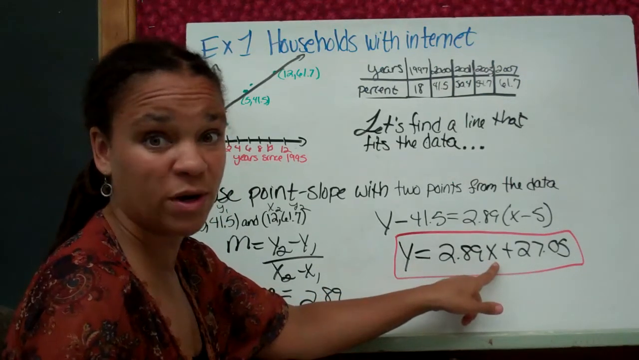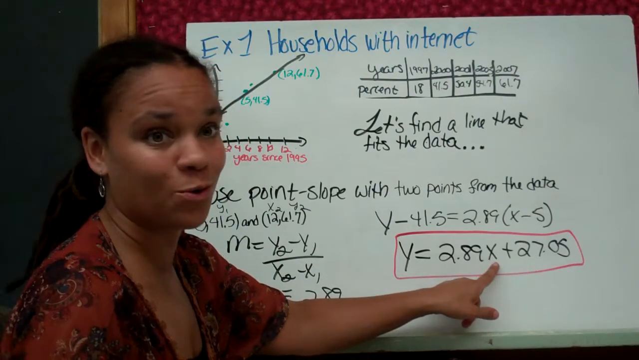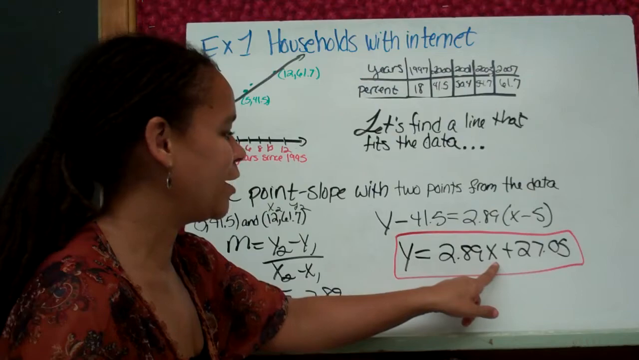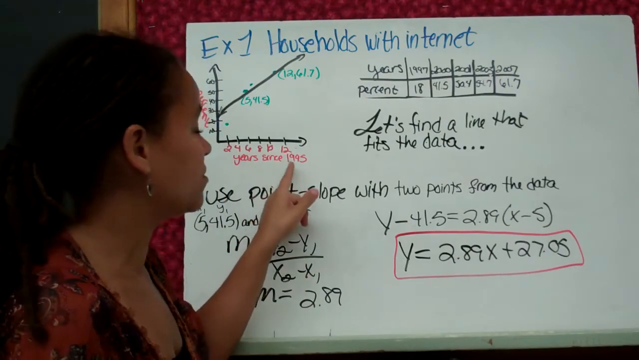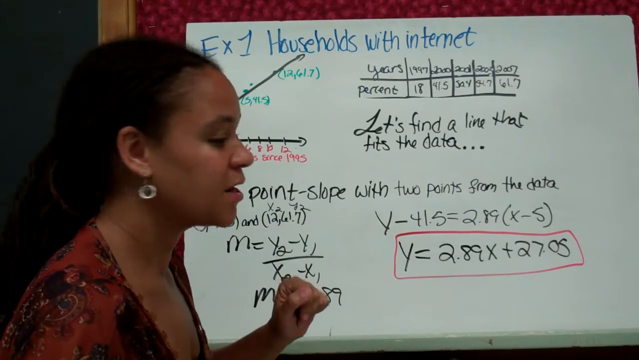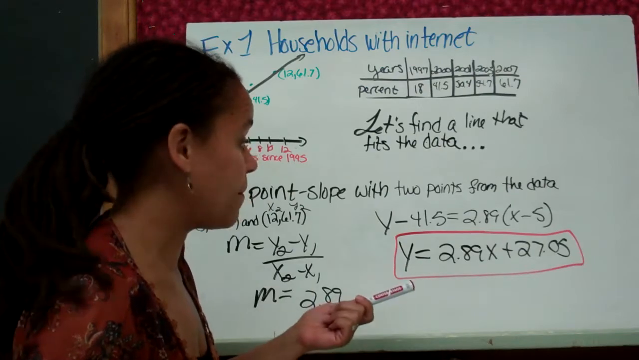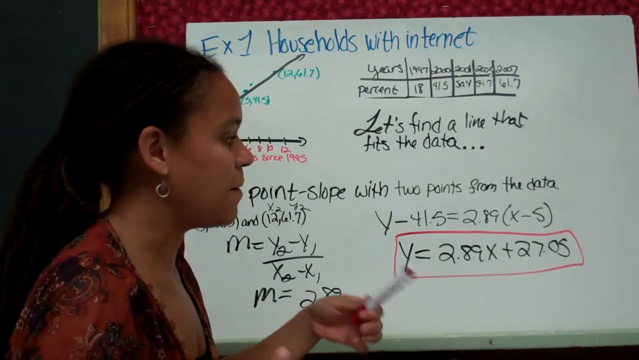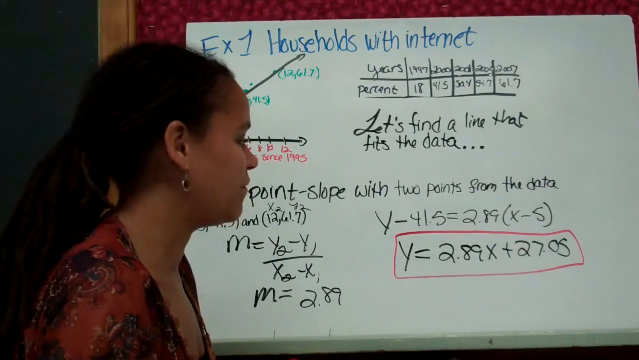So if I wanted to find out 2050, why don't you do that? Tell me what percent of households using our line would have the internet in 2050. Don't forget, x is the number of years since 1995, so you need to calculate that first. Come in and let me know, and let's see if it is a realistic number. May not be. This line may not be the best line to fit the data, but come in and let me know what you find out tomorrow.